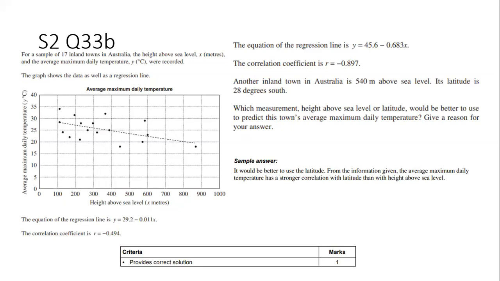They may have been describing the position of the dots closer to the line for one graph compared to the other. So that would also indicate that the correlation is a lot stronger from one graph to the other, but they needed to give both. They needed to give their solution being height above sea level or the latitude, along with a valid reason that was linked to correlation.